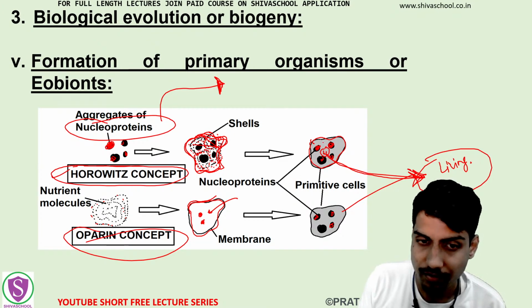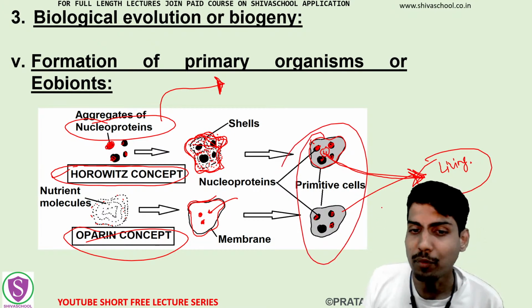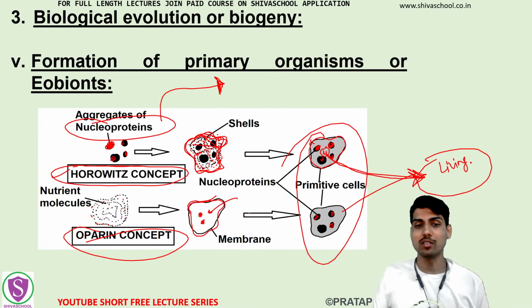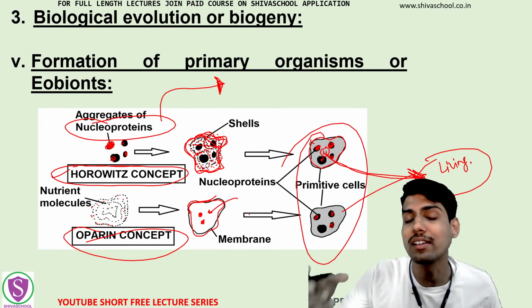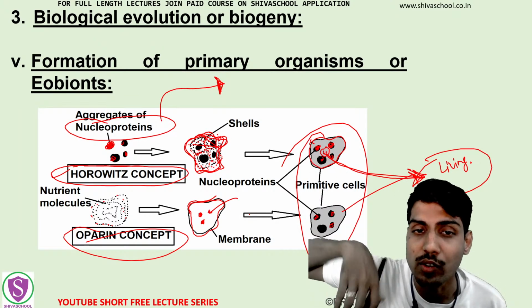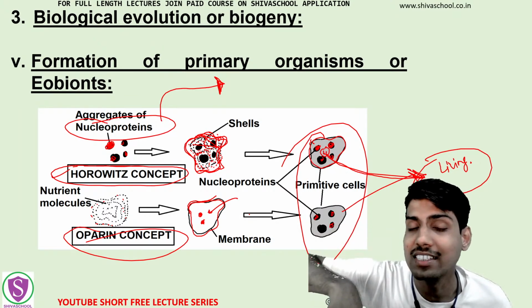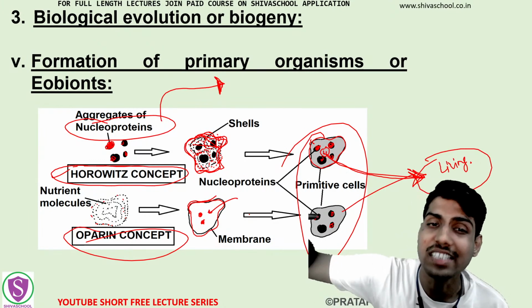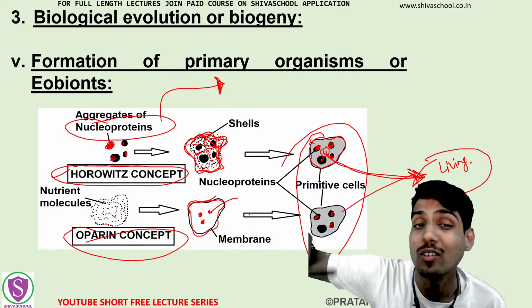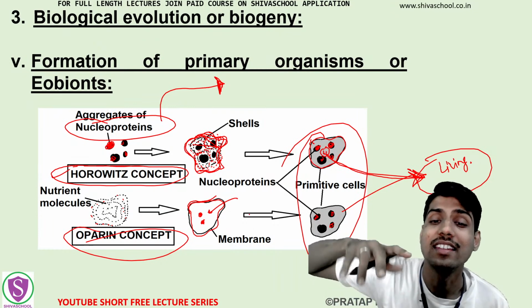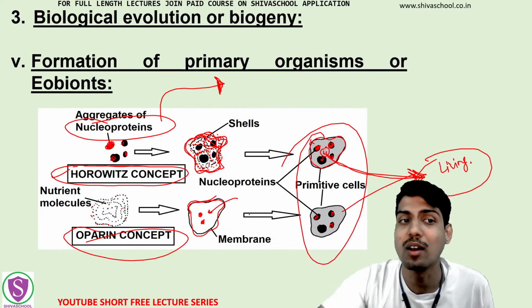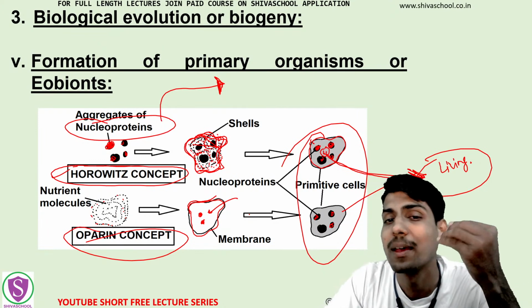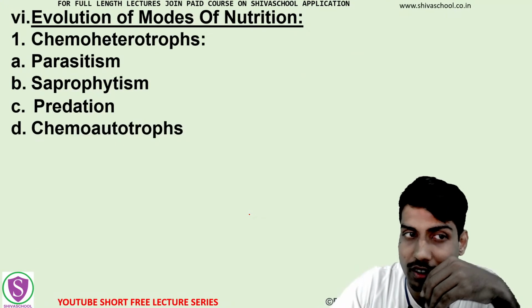Ultimately, the same structure is getting formed. So these are the two different aspects. First, Horowitz's concept says that the nucleoproteins will combine and the sheath will grow around them. And Oparin's concept says that first the sheath, the sac-like cell membrane or cell wall, will form, and then the nucleoprotein will develop into it. So there are two concepts of how these eobionts, or the first primary organism, are formed.